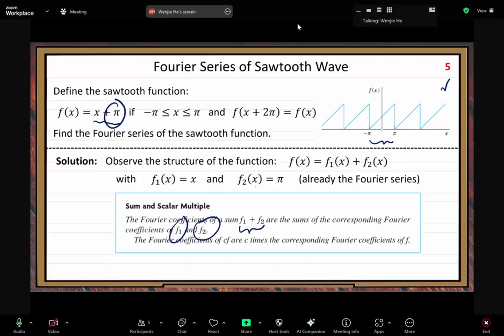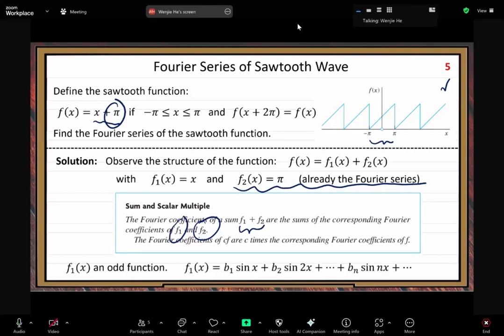Here, this is already the Fourier series. We do not need to do any calculation for f2, because this constant is already the Fourier series of f2. It only has the first constant term, and all other terms, sine terms and cosine terms, are 0. So for f2 we don't need to calculate anything. We only need to calculate the Fourier series of f1. Since f1 is an odd function, we just calculate the b coefficients.